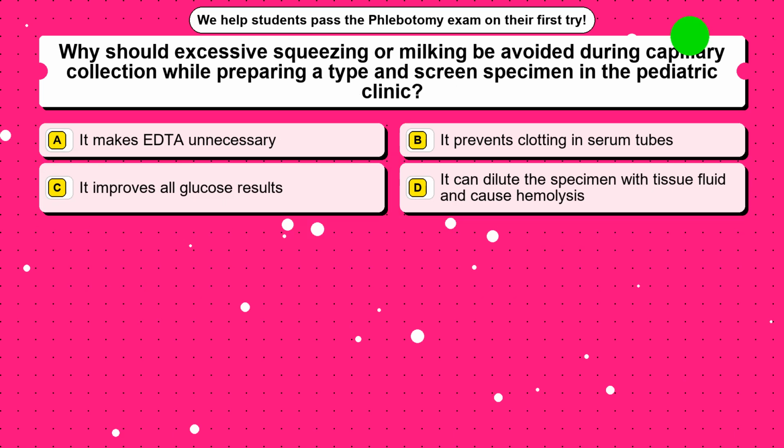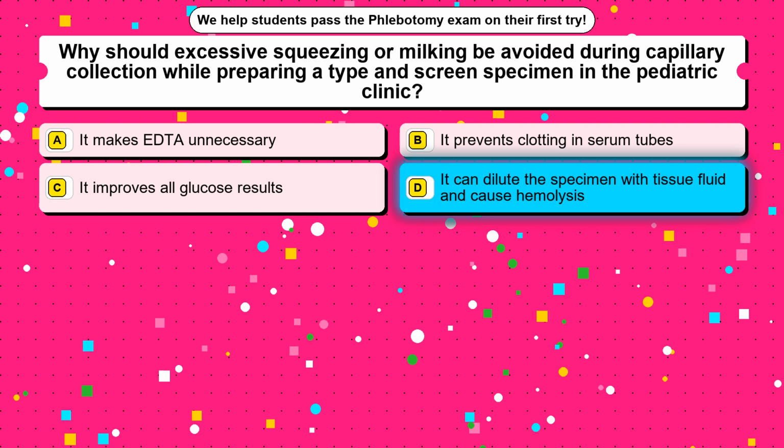Question 61. Why should excessive squeezing or milking be avoided during capillary collection while preparing a type and screen specimen in the pediatric clinic? Option A. It makes EDTA unnecessary. Option B. It prevents clotting in serum tubes. Option C. It improves all glucose results. Option D. It can dilute the specimen with tissue fluid and cause hemolysis.